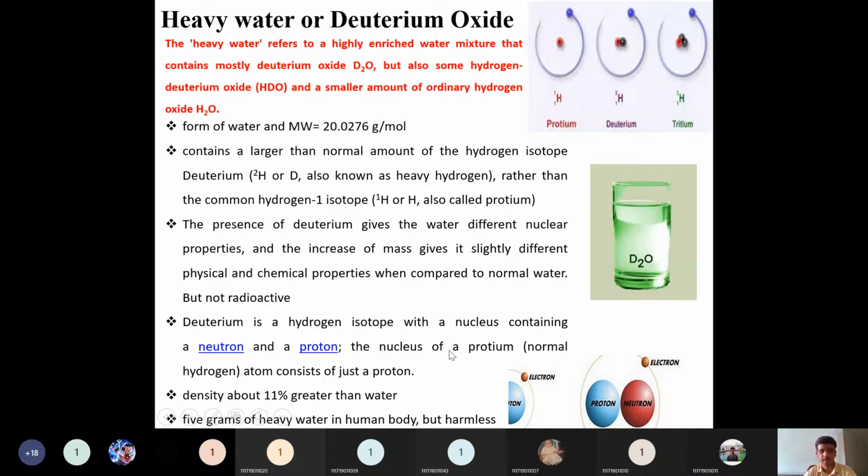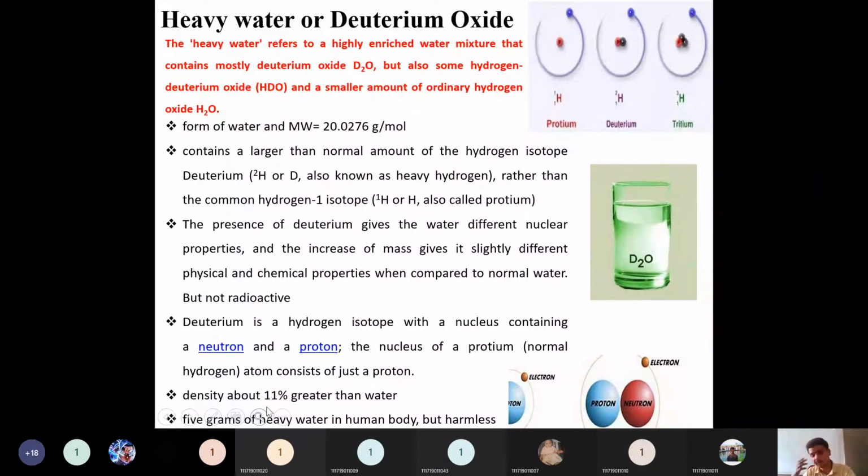Then the density of heavy water is 11% greater than normal water. We assume 1 gram per cc at normal temperature and pressure, STP conditions, but heavy water will be 11% higher than normal water. So that is the difference between heavy water and normal water. About 5 grams of heavy water is present in the human body, but it is harmless.